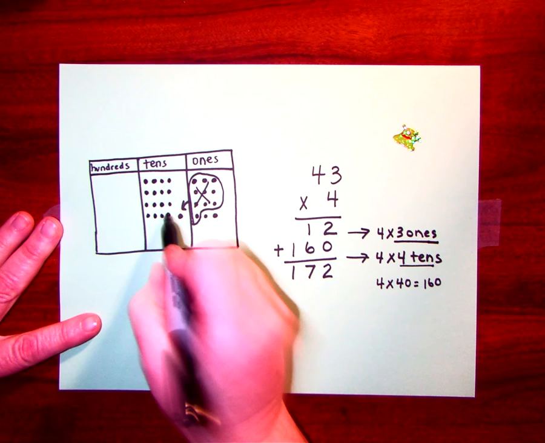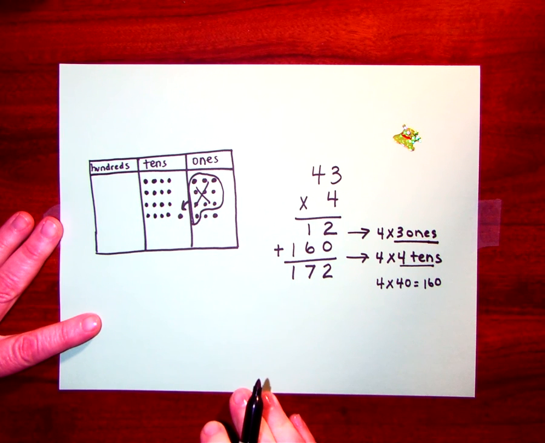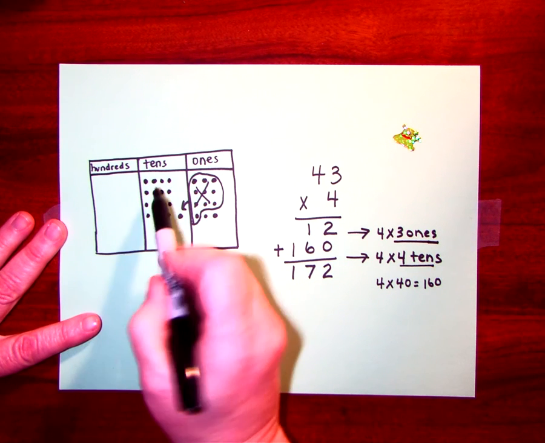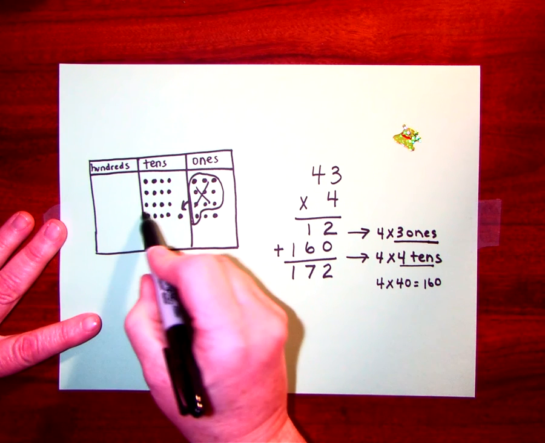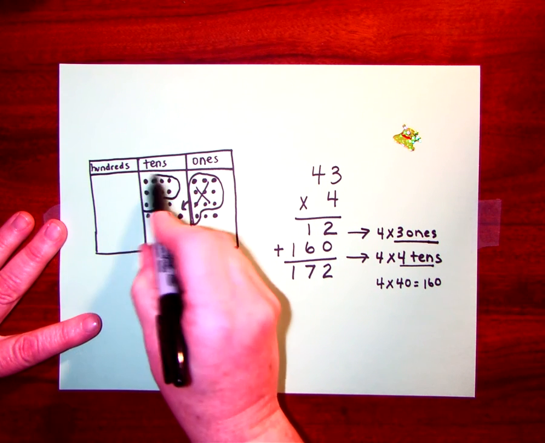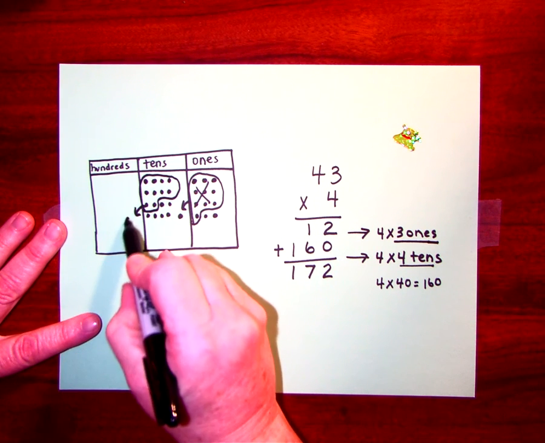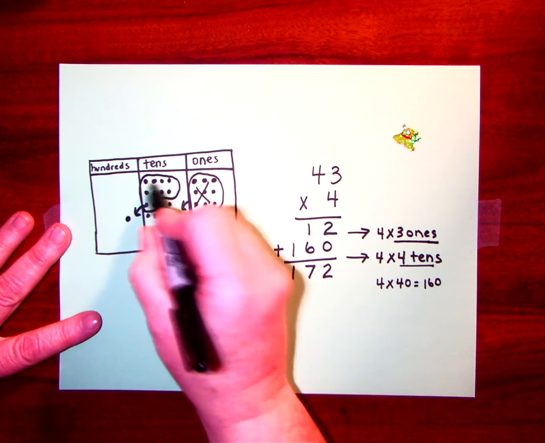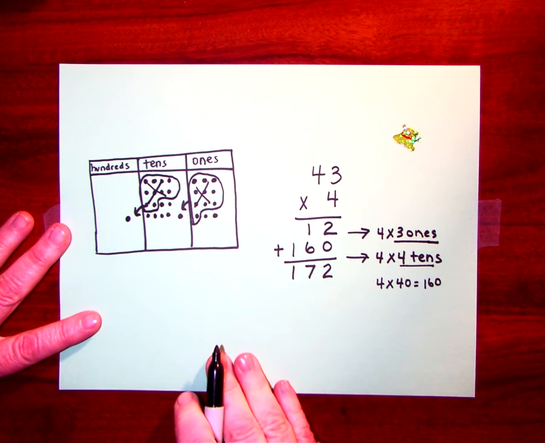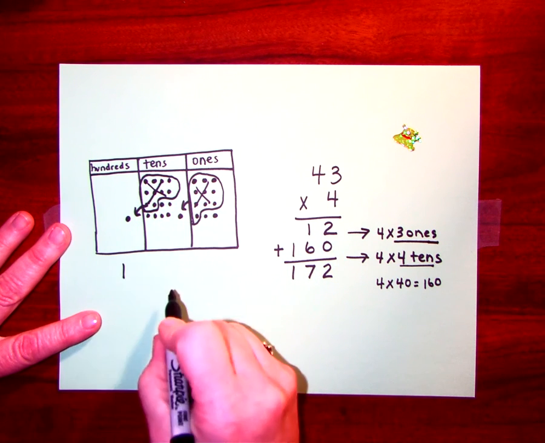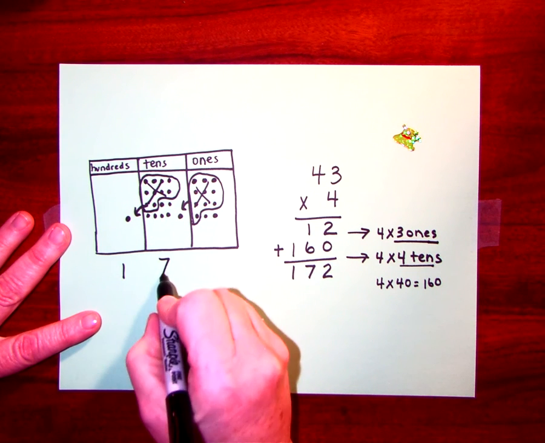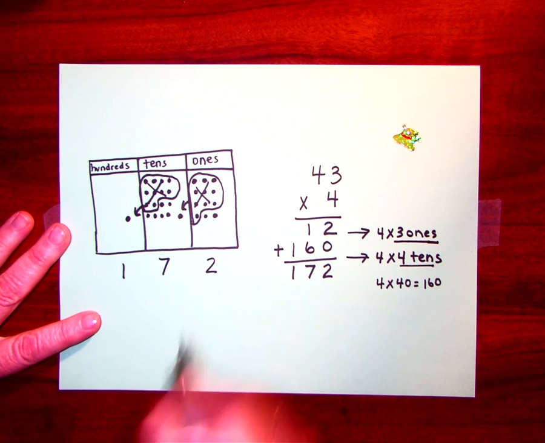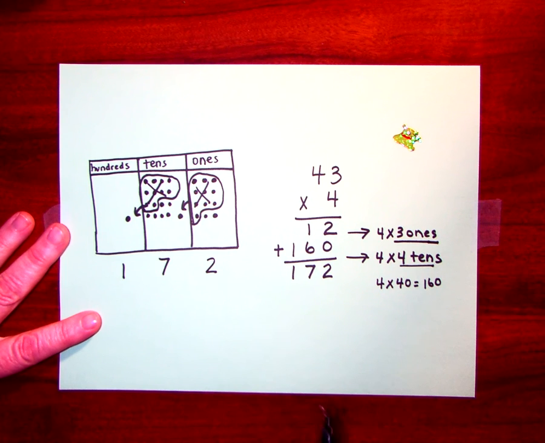Once again, I'm not finished yet because I need to take a look at the fact that I have 4, 8, 9, 10. 10 of something gets bundled up and sent to the place to the left. I'll cross that out. I have 100, 1, 2, 3, 4, 5, 6, 7 tens, and 2 ones. And once again, my products match.